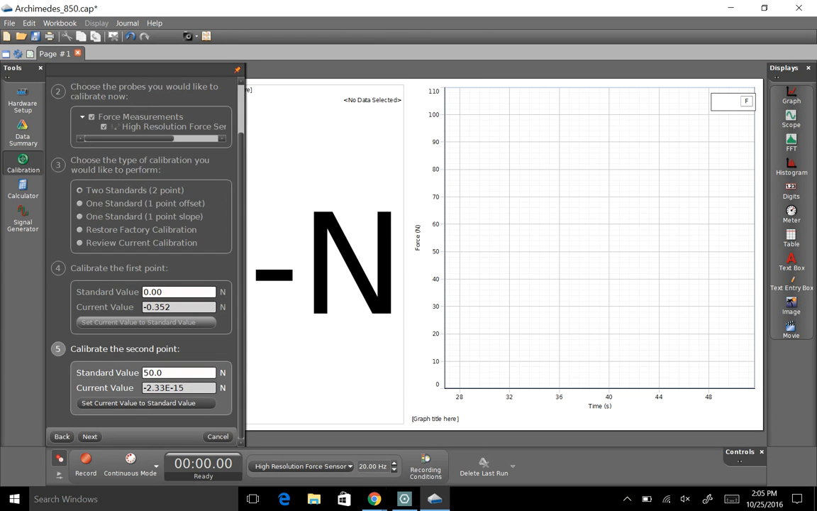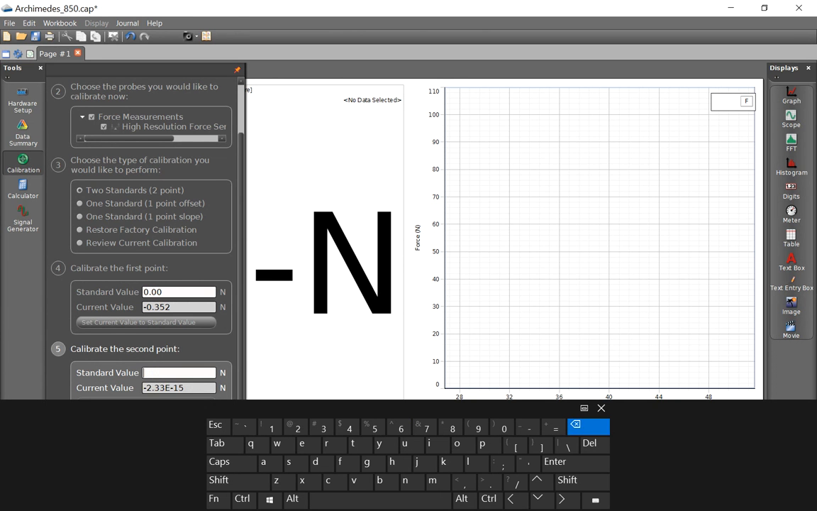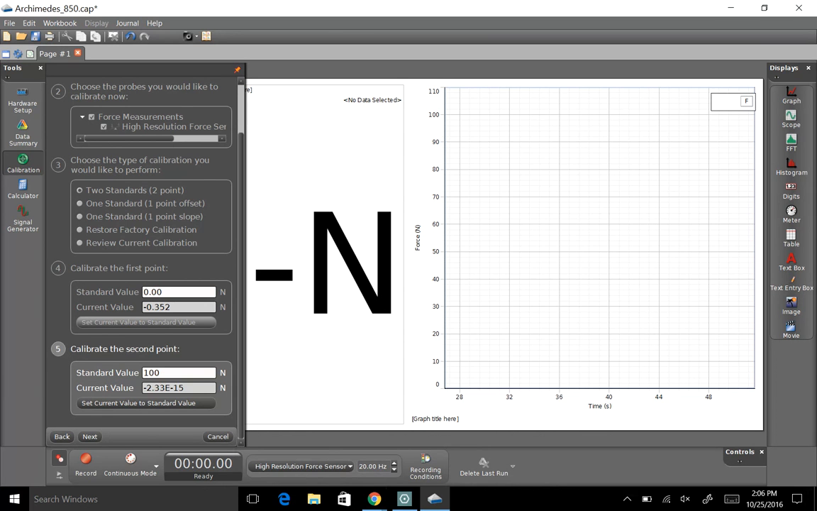So I take a reading, and now I'm going to hang a mass from it. Now you notice it says 50 newtons. I am not going to put 50 newtons on there. Instead, I'm going to put 100 grams, and I'm going to intentionally miscalibrate this. What do I mean by intentionally miscalibrate? Instead of 100 newtons, I'm going to hang 100 grams.